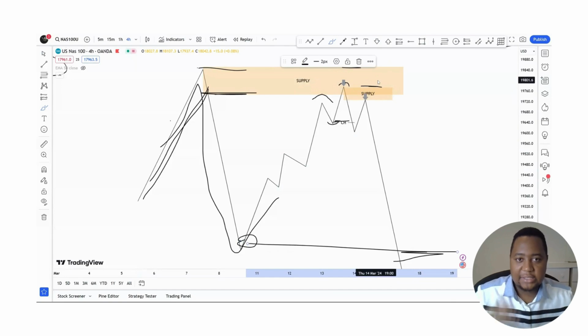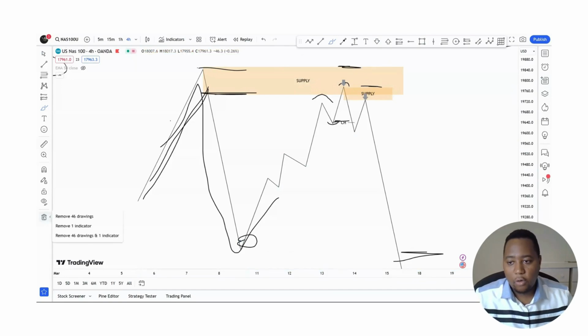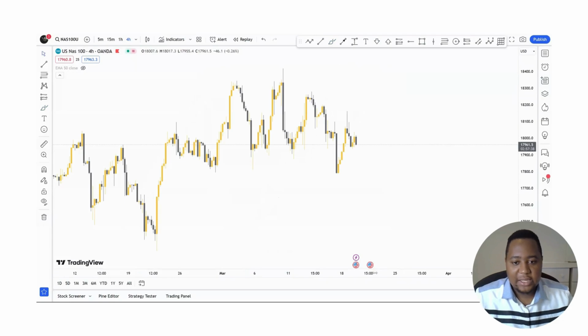Does it make sense, guys? Now I want to go to the chart and really show you this even more on how it takes place on the markets. So that's exactly what we're going to be doing. Now I'm still on the 4H time frame, and I'm just going to show you here what took place.